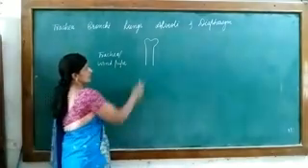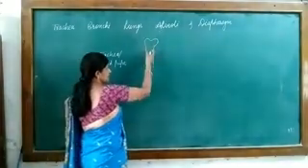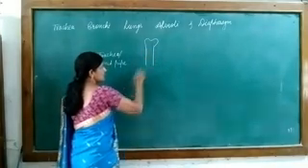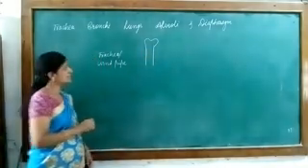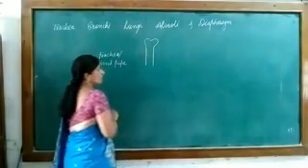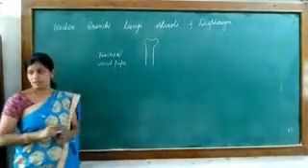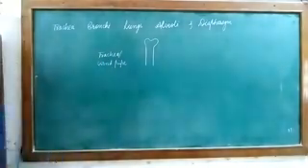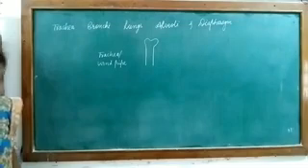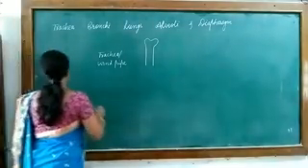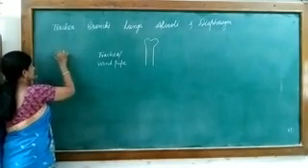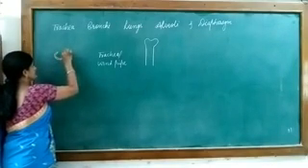Through this, the air passes from the larynx to the trachea, and this trachea is made up of cartilaginous C-shaped incomplete rings. The trachea is made up of cartilaginous C-shaped rings. Those rings are incomplete. They are not complete. Such a kind of rings are present.